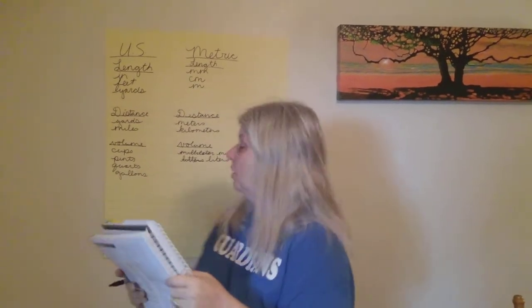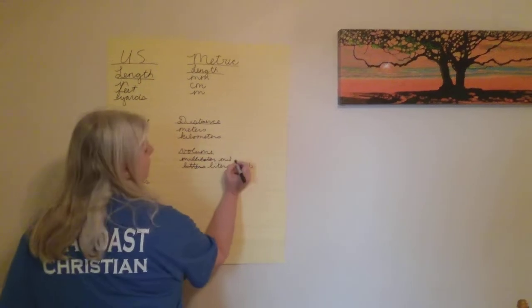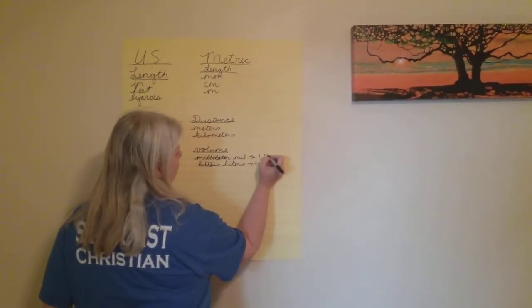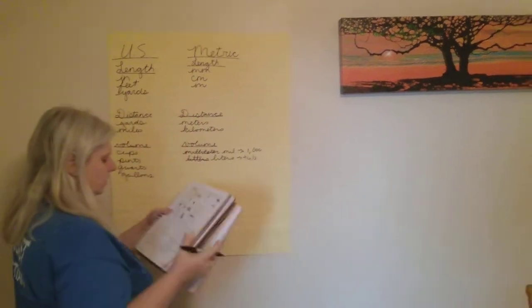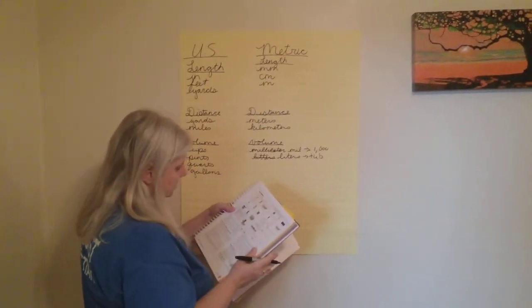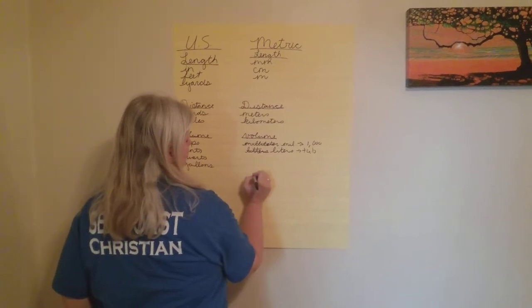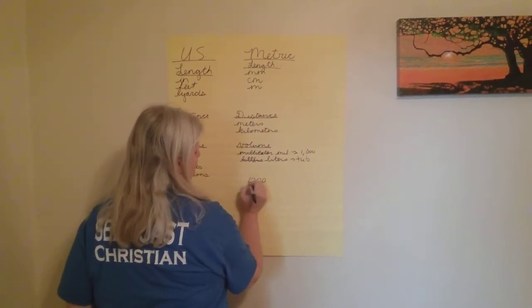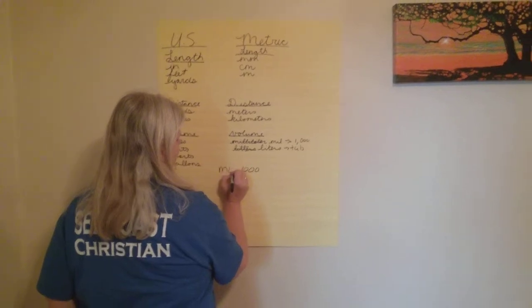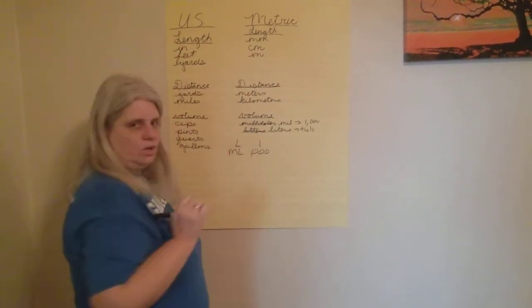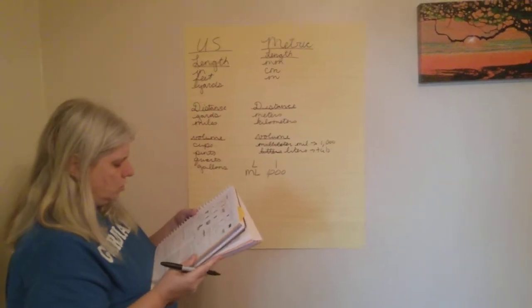Okay, so if you have 1,000 milliliters, that makes 1 liter. Okay, so remember milli means 1,000. Okay, so if you have 1,000 milliliters, how many liters would you have? 1. Very good. So let's continue filling in our chart.